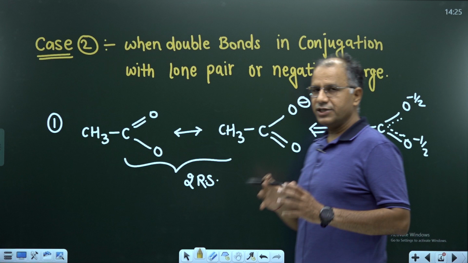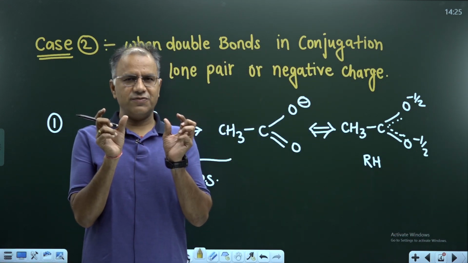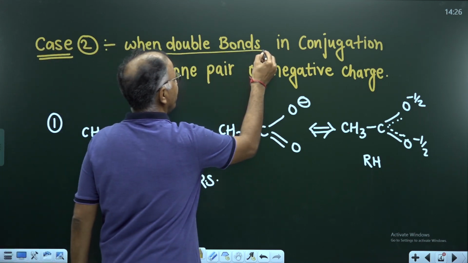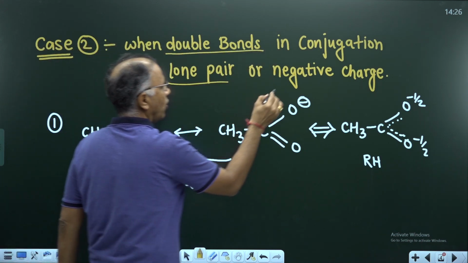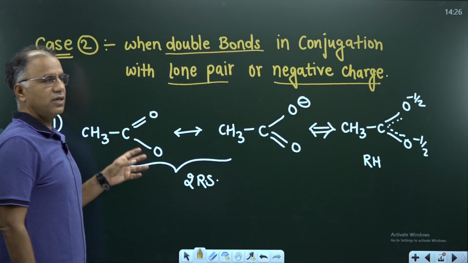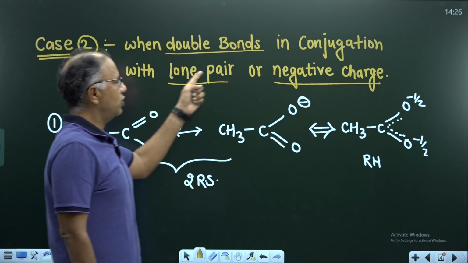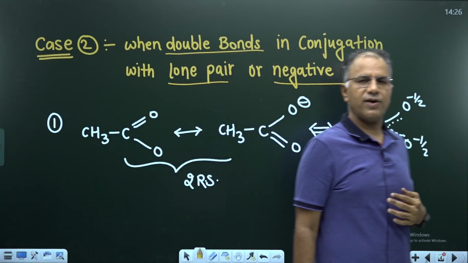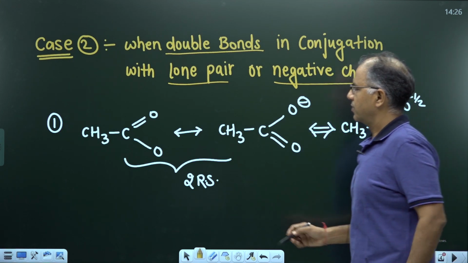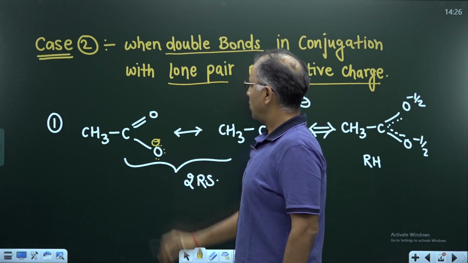Now let's start with case 2. What is case 1? In case 1, double bond conjugation with positive charge. Now in case 2, the double bond is in conjugation with a lone pair or negative charge. So first of all, write down in your notes, case 2: double bond in conjugation with lone pair or pi electron.